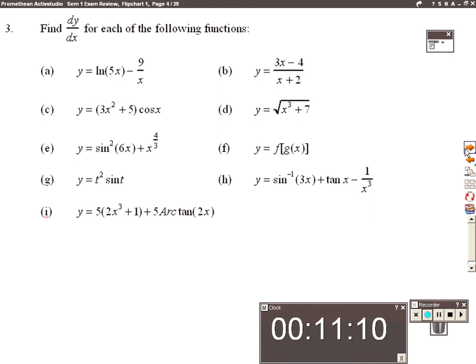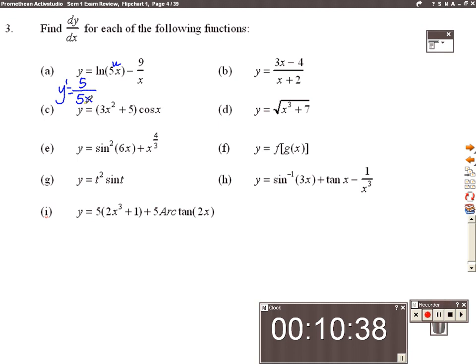Problem number 3, we're doing a series of derivatives, and you need to go back and just make sure that you have reviewed all your derivative rules. In the first problem, letter A, we have ln, and the derivative of ln is u prime over u. So when we find the derivative, and in this case, 5x is u, so the derivative y prime would be u prime, 5, over u, which is 5x. Now, of course, that can be simplified, and the 5's will divide out.